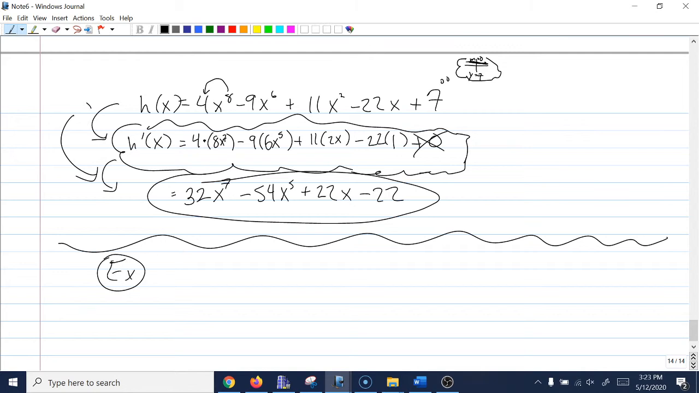Here's an example. If I hand you h of x is 4x squared minus 8 times x minus 1. How would I take the derivative of this?